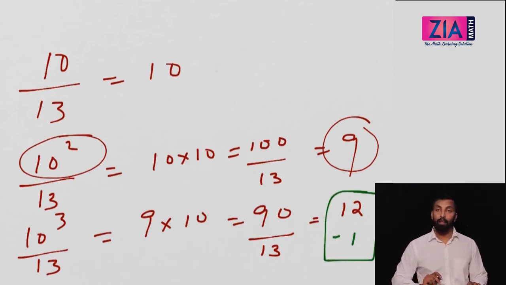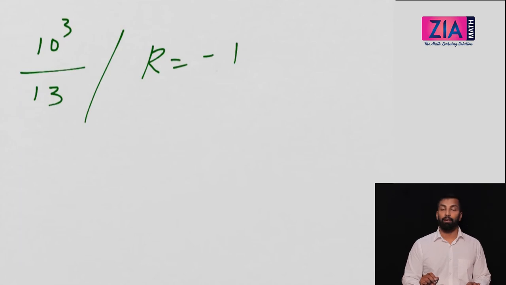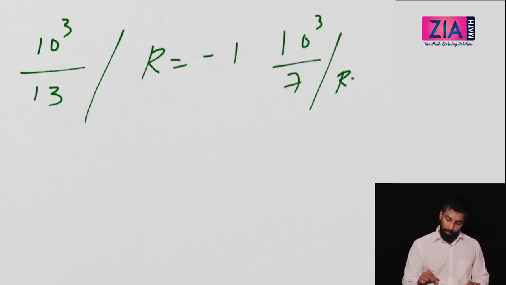I hope you understood this. Now I got minus 1 as a remainder. This is what exactly you got in case of 7 also, right? So here 10 raised to 3 by 13, what will be the remainder? Minus 1. So if you remember, 10 raised to 3 divided by 7 also, you got remainder minus 1.